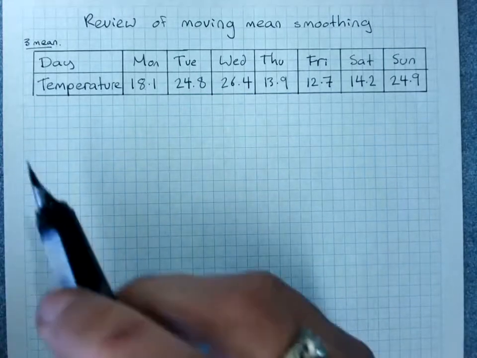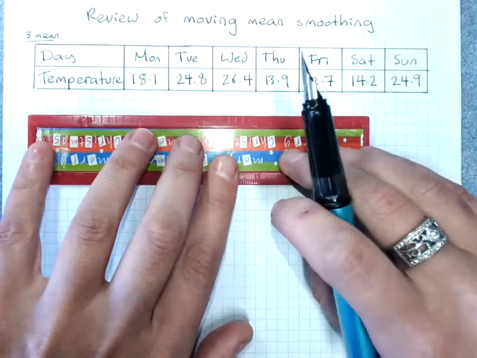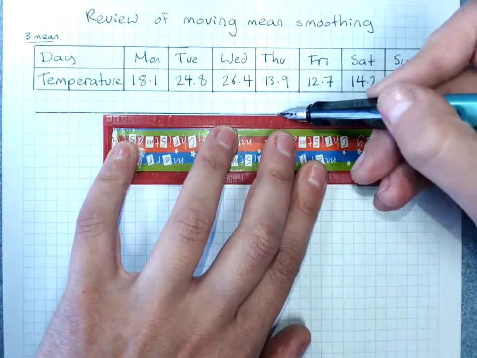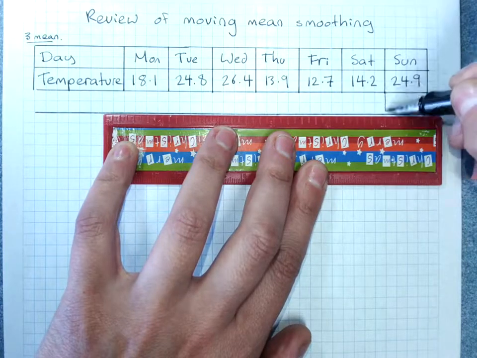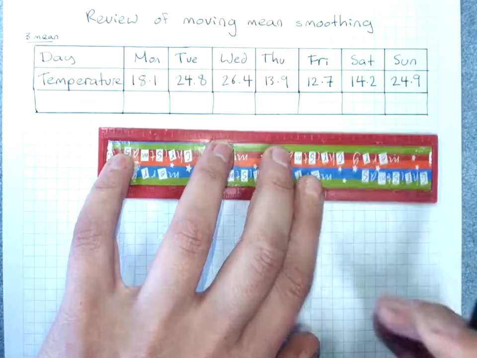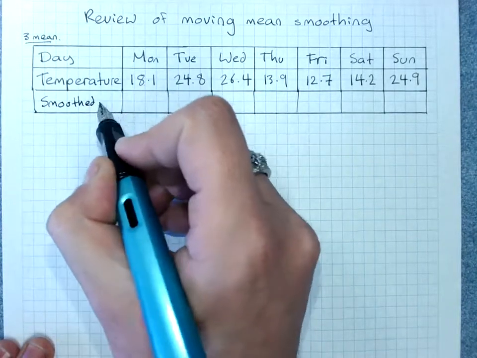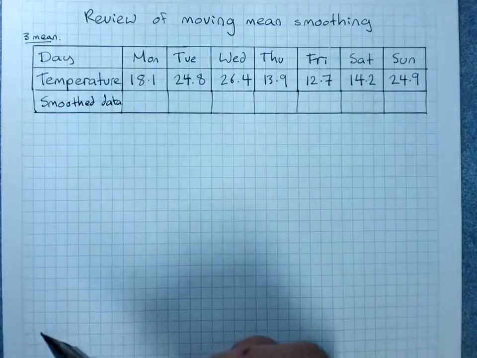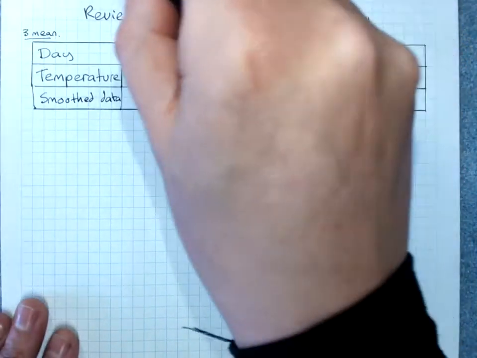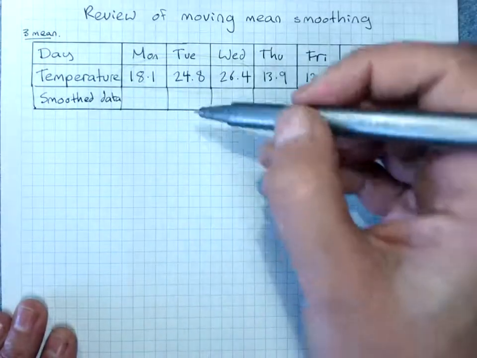When we're calculating it, we'll start with the easy ones, which is 3 mean and then 5 mean. Because the idea is to find the average of successive sets of the data, successive points. And in 3 mean, that means we're looking for sets of 3. So usually you'll add an extra row, and this will be our smoothed data. Our first set of 3 is these 3 here, and you can see that they are centered on Tuesday.